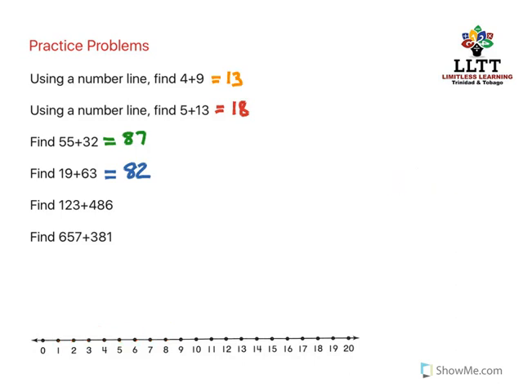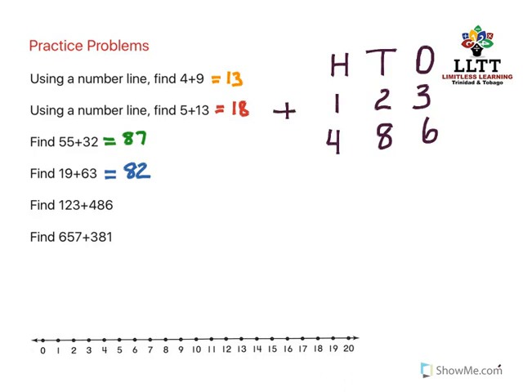Next, I'm going to add 123 plus 486. But now I have 3 digits, so I am dealing with hundreds, tens, and ones. So I put H for hundreds, T for tens, and O for ones. 123 has 1 hundred, 2 tens, and 3 ones. 486 has 4 hundreds, 8 tens, and 6 ones. I'm putting my addition sign on the left hand side, and I'm putting my equal sign.